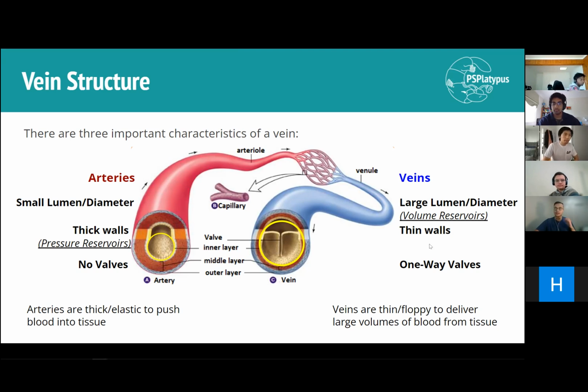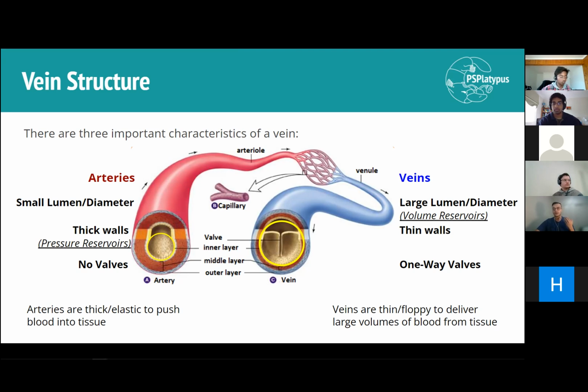The last thing that's very important in distinguishing veins is that, unlike arteries, veins also have one-way valves. The key idea here is that blood flowing through veins is quite slow and non-pulsatile. What that means is there's the chance that blood can actually backflow, especially in areas where it's fighting gravity.